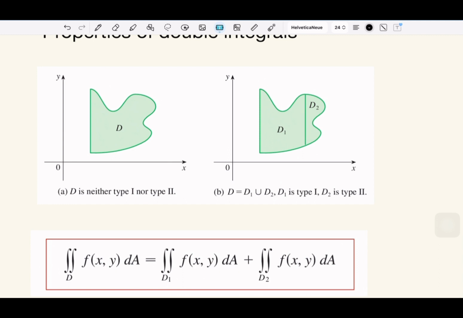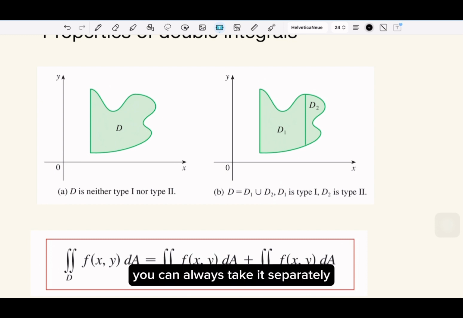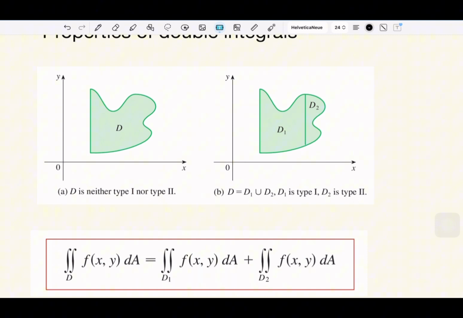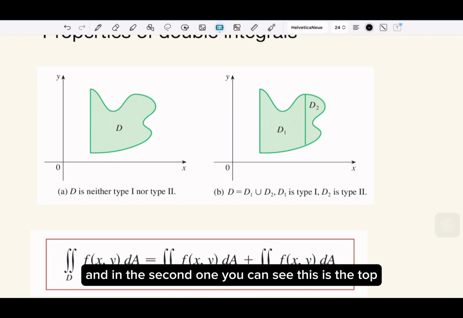The idea is that with any curve, you can always take it separately and make it D1, D2. So you have two areas that you can specify. In area 1, D1, we can see that this is the top and this is the bottom. And in the second one, you can see this is the top, this is the bottom.